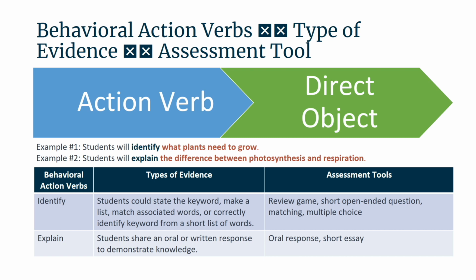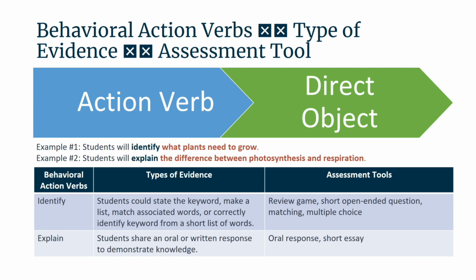So as we look through this approach, you can see that the first example listed in the table, in that first row, the behavioral action verb is to identify. You'll see that the type of evidence is that students could state the key word, make a list, match associated words, or correctly identify keywords from a short list of words. And so that's the type of evidence you would be looking for as the educator to see if students met that behavioral objective, and then what would you use to then gather the evidence.